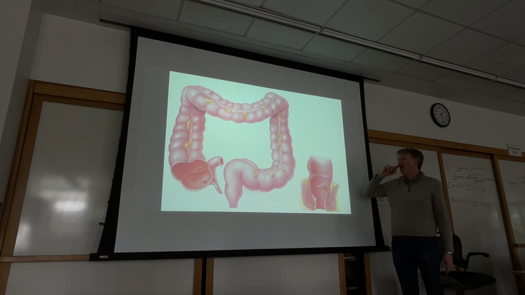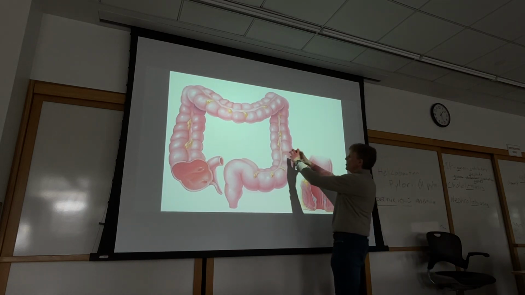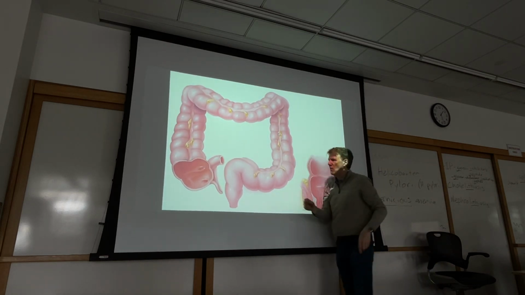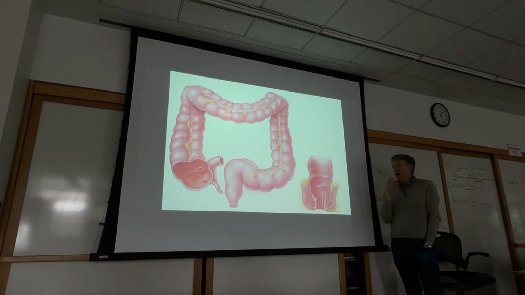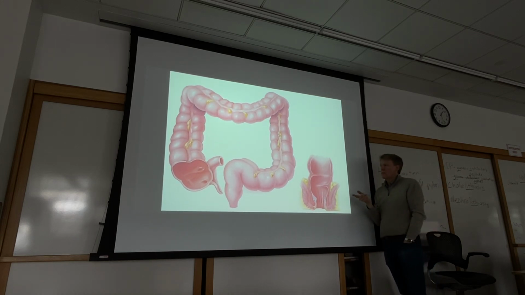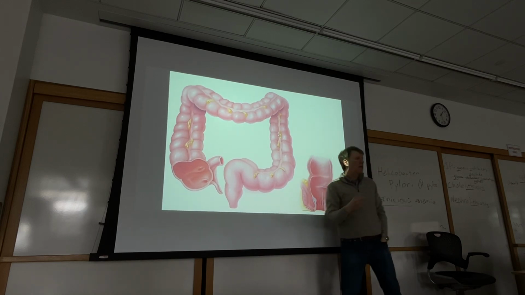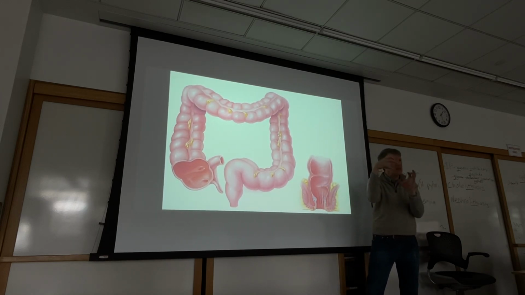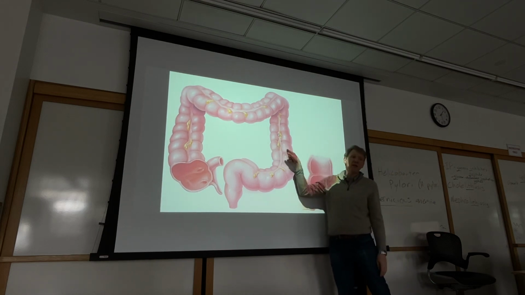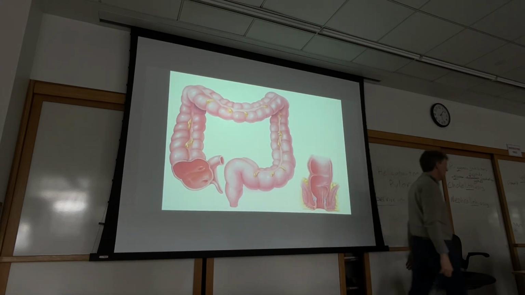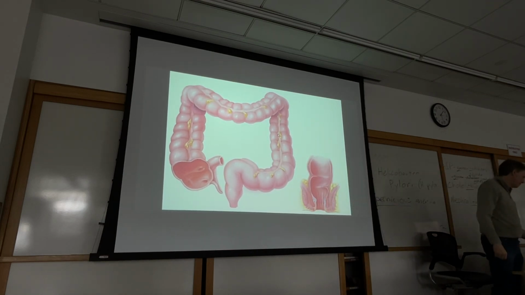Another key feature of the large intestine are these sacculations that you have along the length of it. The reason why you have those is because the actual length of the large intestine is longer than the taenia coli themselves, so it causes it to bunch up on itself. Those are called haustra. That's another key feature that you only see in the large intestine. All right.